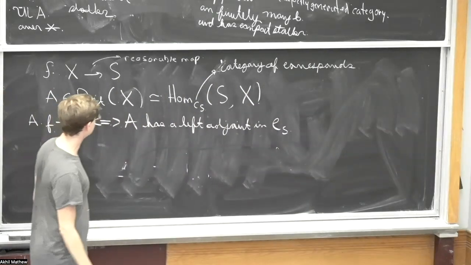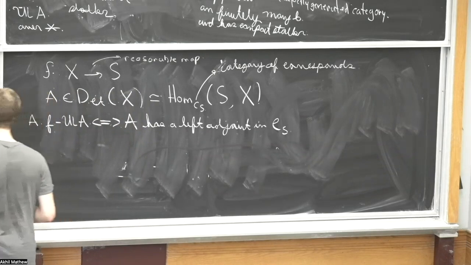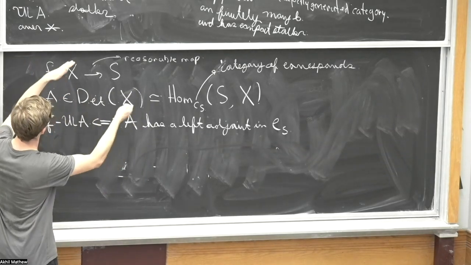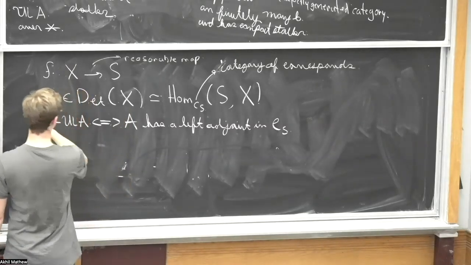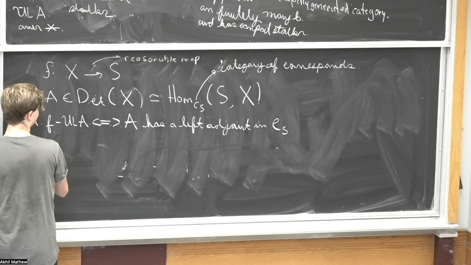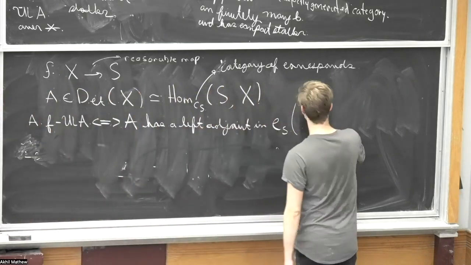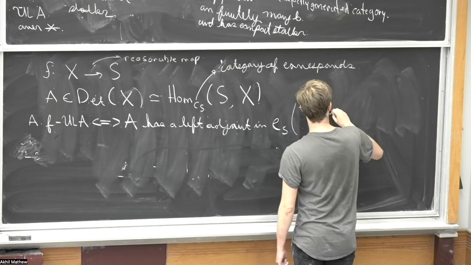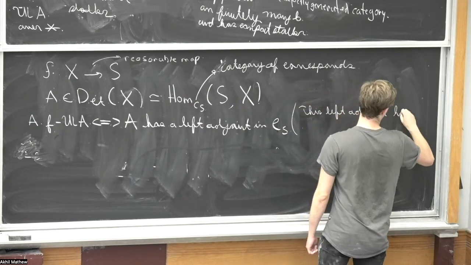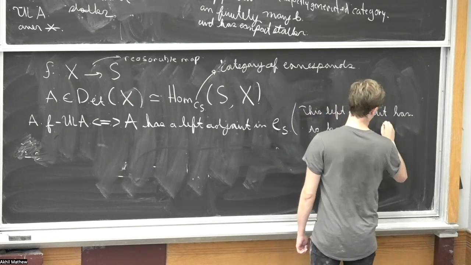Okay, you don't really have to understand this, but this is a definition that will work in both the scheme context and this context. And in particular, one thing this definition does is explain the fact that this left adjoint actually has to be the Verdier dual of A.